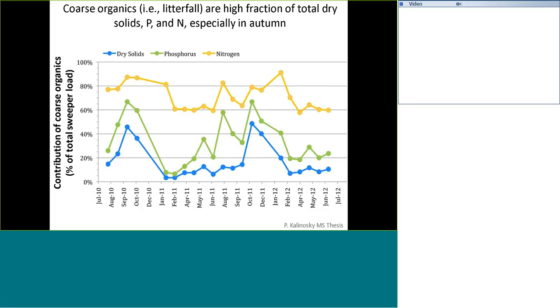So this graph shows the contribution of coarse organics as a percent of the total sweeper load for dry solids in the blue, phosphorus in the green, and nitrogen in the orange. And you can see that over this 2-year period, there were distinct peaks in the fall, especially for phosphorus and nitrogen, although we also see some higher contributions of coarse organics to total phosphorus in the early part of the summer as well.